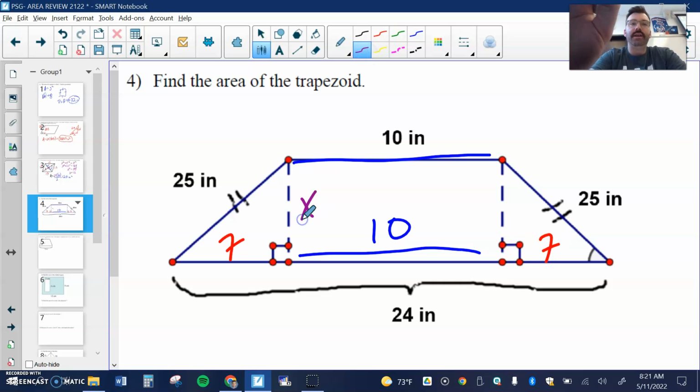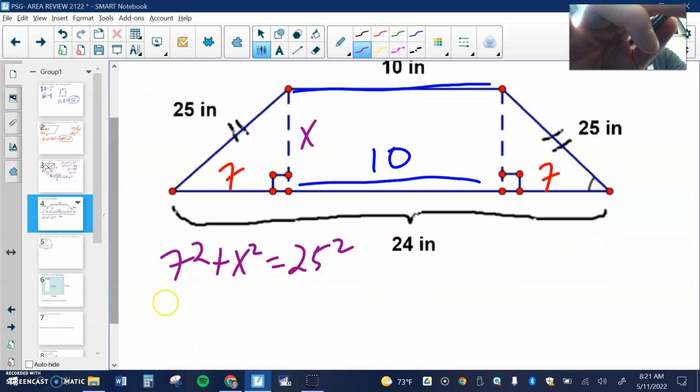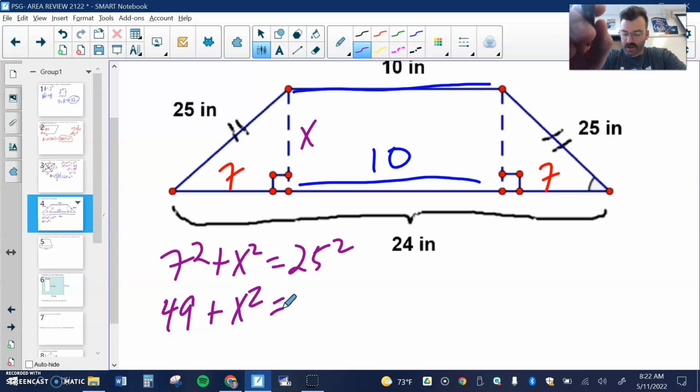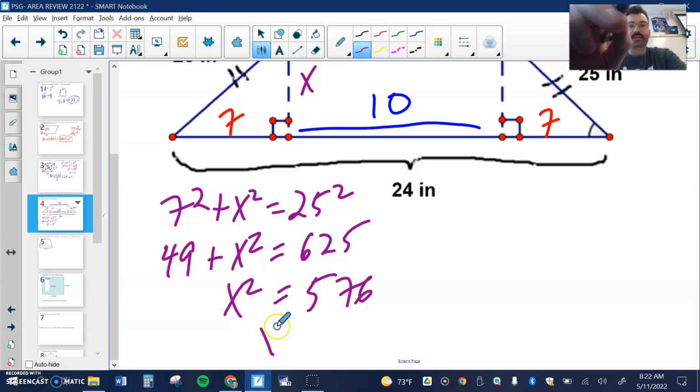I can call this x, do the Pythagorean theorem, 7 squared plus x squared equals 25 squared. This is a Pythagorean triple, if you remember, 7, 24, 25. If you don't, that's fine. I'll show my work. X squared equals 576, so x is 24.